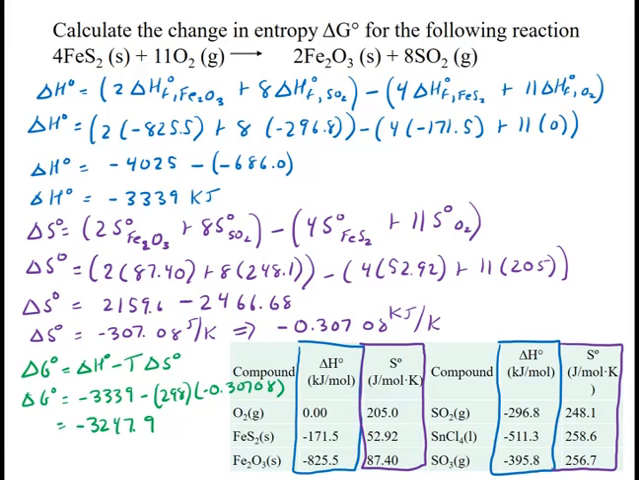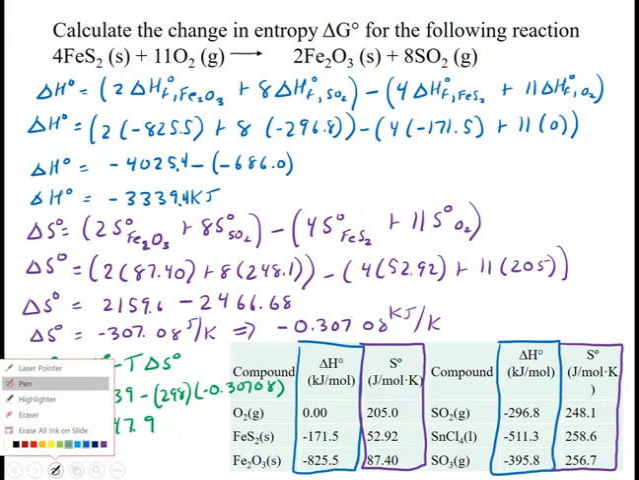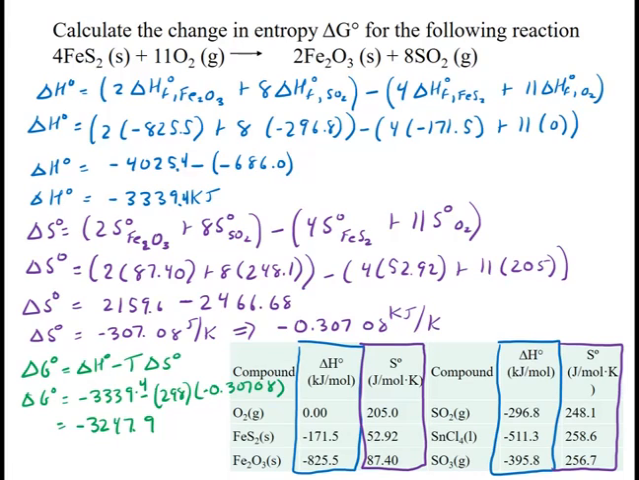Let me go back and check, because I wrote down a slightly different answer here. So let's see, if I have 2 times a negative 825.5 plus 8 times a negative 296.8. Yeah, I thought I had made a mistake somewhere. This was 0.4, so this becomes 0.4, and then that answer is in kilojoules.